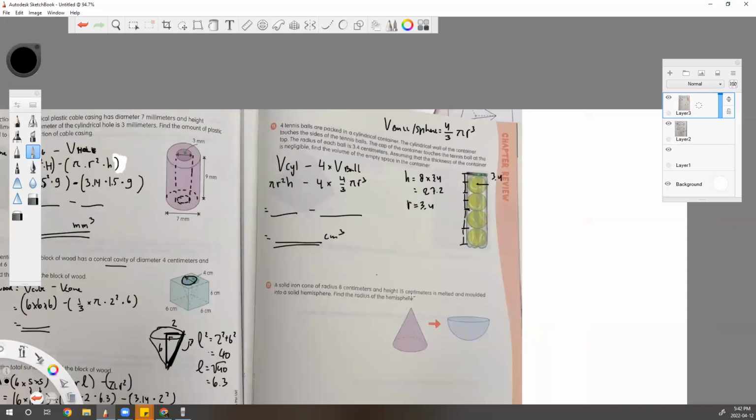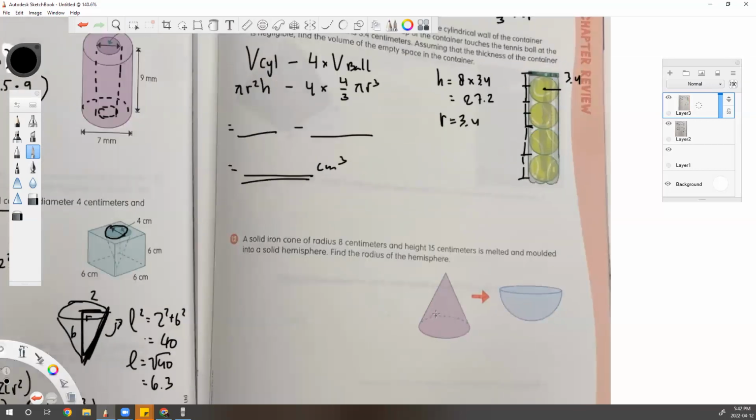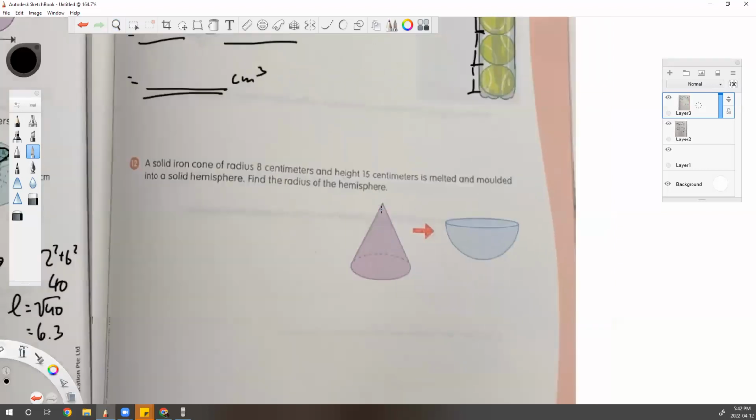Okay. Now, a solid iron cone with radius 8 centimeter and height 15 centimeter is melted and molded into a solid hemisphere. So they will share the same volume, right? Yep. Hemisphere. So half of the sphere or half of the ball. So if you are calculating this, you need to use the formula. Volume of the cone equals volume of the hemisphere.